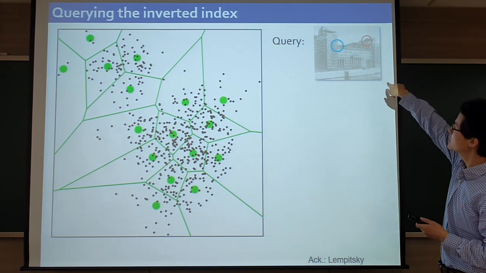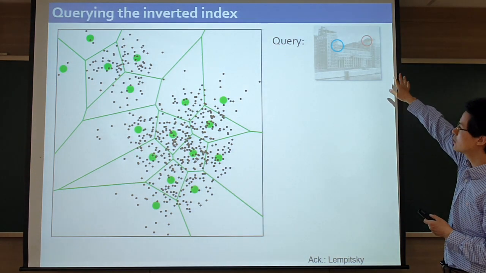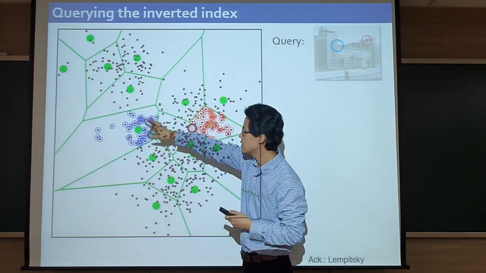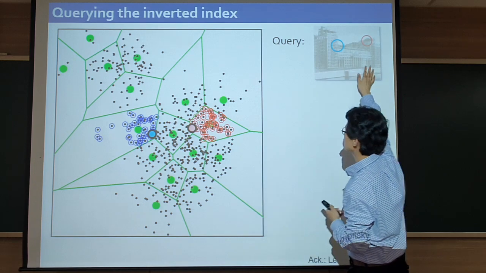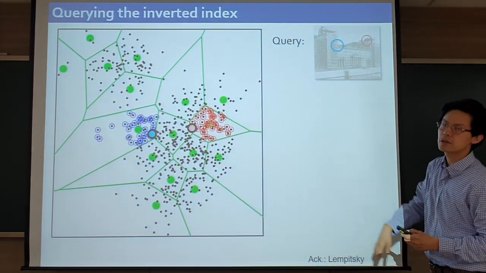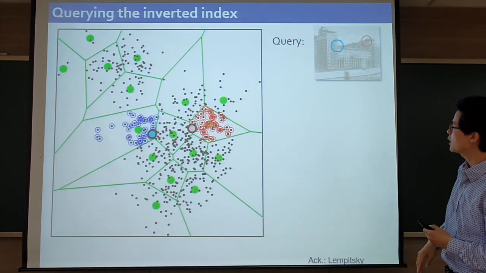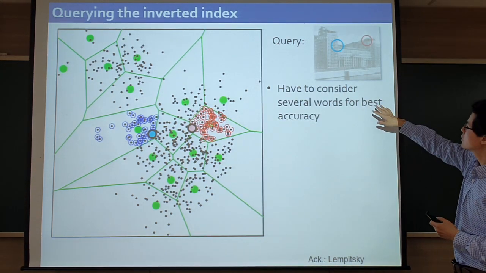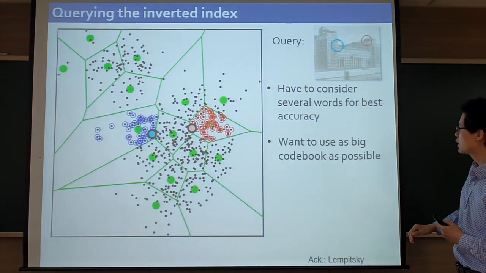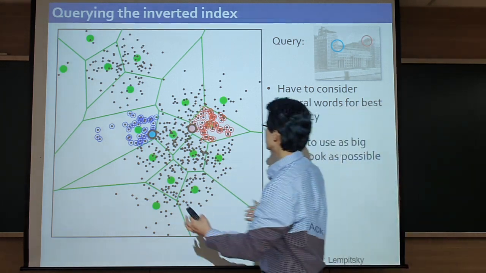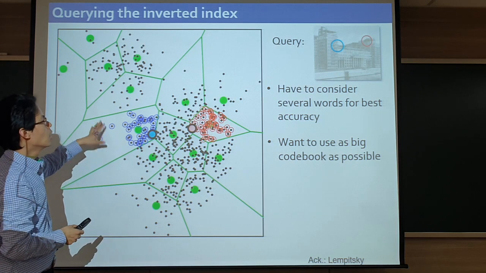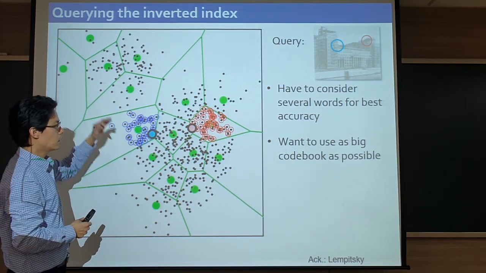For a given image, we also have multiple local descriptors, right? For this one, we identify the top k visual words, and for other features we do the same thing. Then we touch on a lot of these clusters. We want to look at a lot of these local features to achieve better accuracy, but we want to identify only a small number of the closest visual words. Also, we want to use a lot of this.